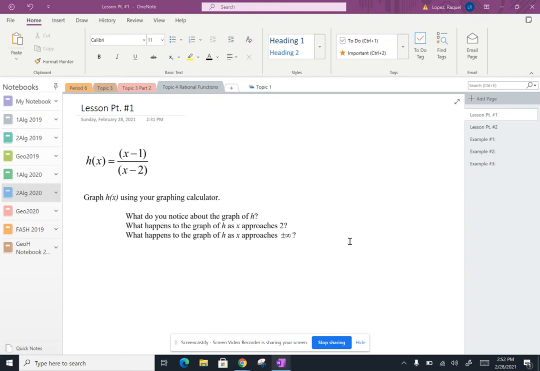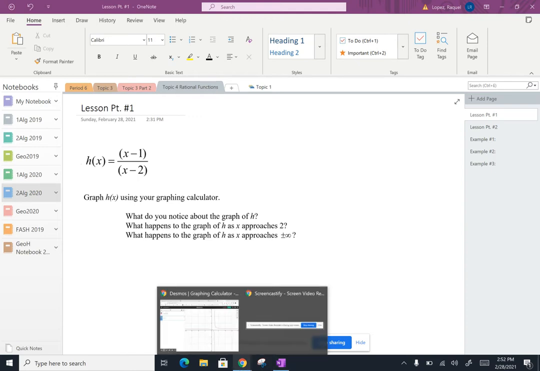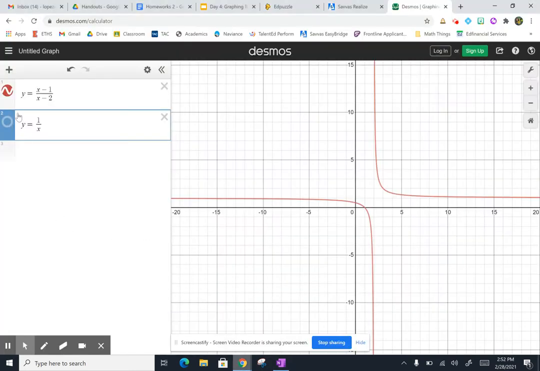Okay, so for the first part of the lesson, we are given this function right here: h of x equals x minus 1 divided by x minus 2. What they want us to do is plug it into the calculator and answer the following questions. My graphing calculator on my computer decided to stop working, so I just plugged it into Desmos. Here, the red function is the one we were given, x minus 1 divided by x minus 2.